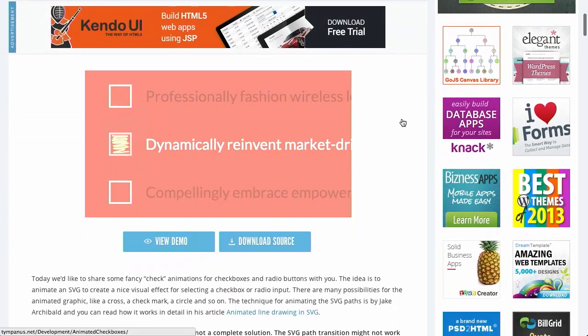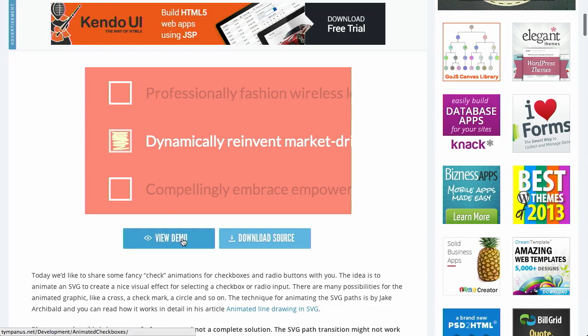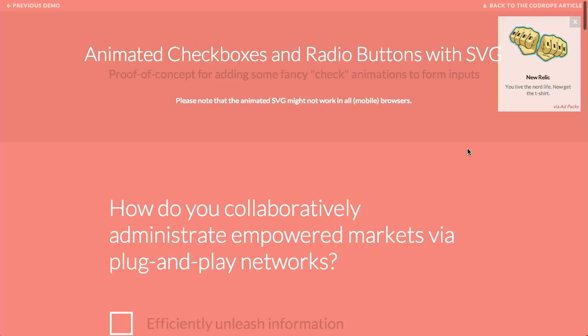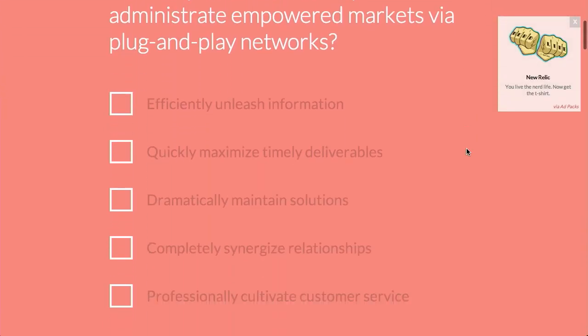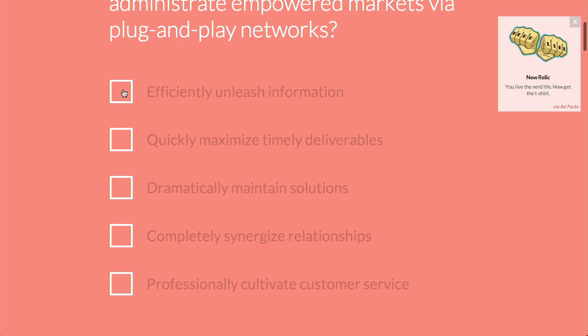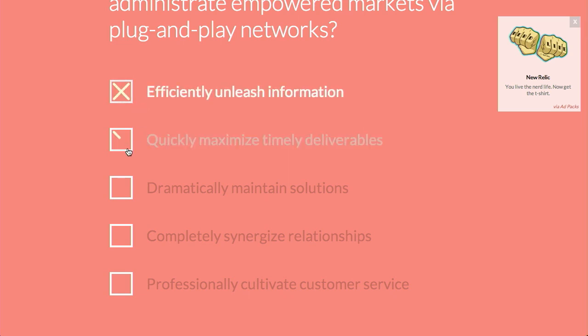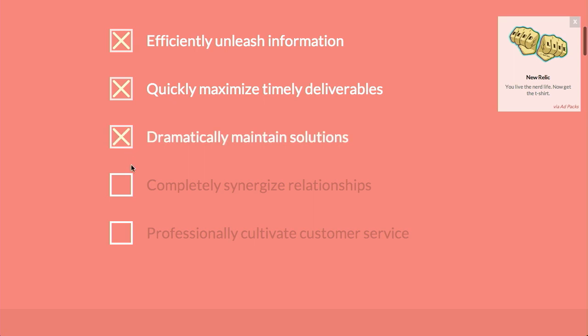Next up is this really cool post over at Codrops. I love this blog so much. It's called Animated Checkboxes and Radio Buttons with SVG. Now, when I first saw this, I thought, well, what could be so special about radio buttons or SVGs? I mean, they're pretty cool on their own, but when I went ahead and clicked, whoa, look at that. It actually X's those off.